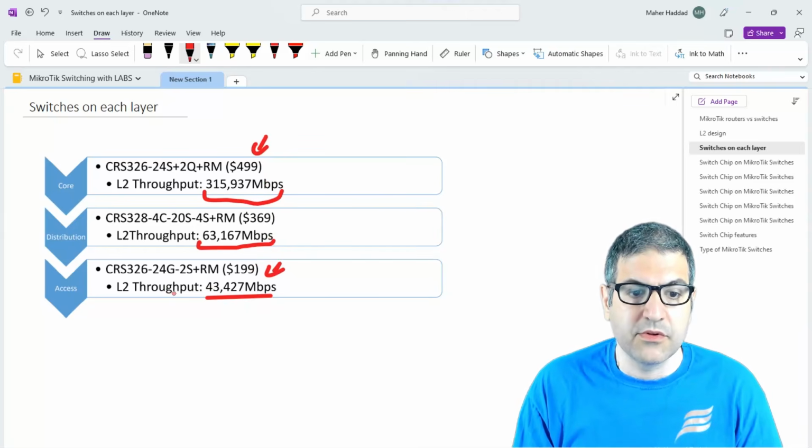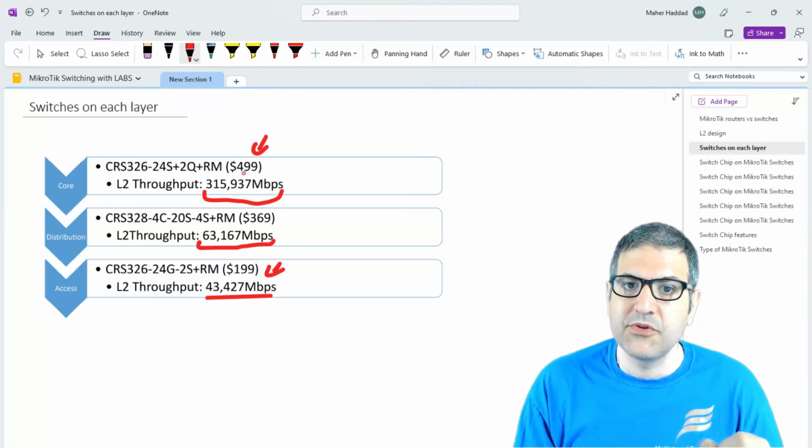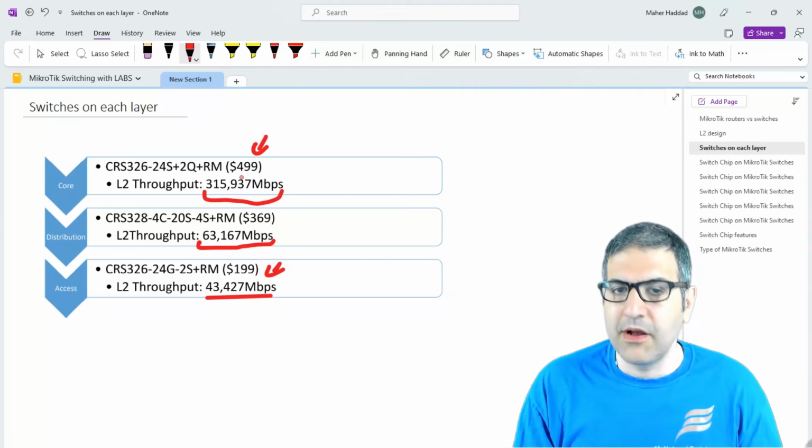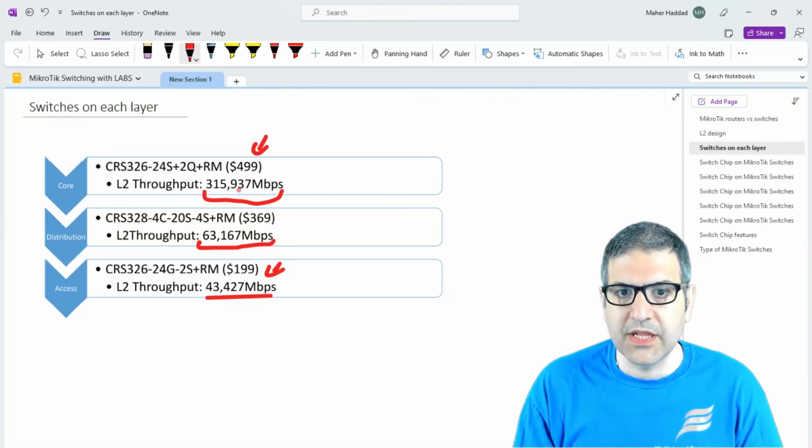If you are using the access layer, you just pay $200 for a switch. If you want to use one for the core layer, you have to increase your budget to $500. But again, it is not mandatory that you buy the switches I'm showing you. It's up to you. You have to go to the MikroTik website, look at what switches they have, and then decide which switch you would like to buy.